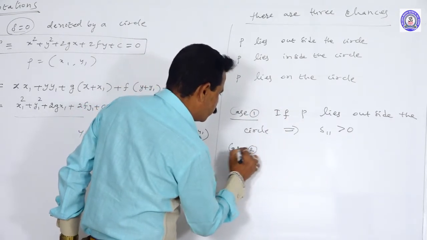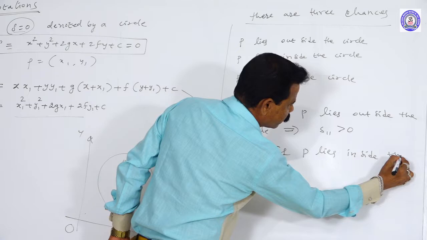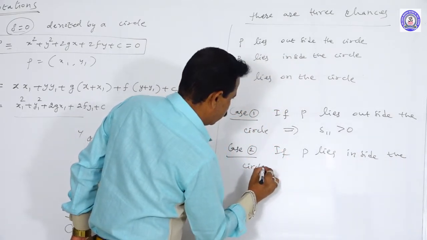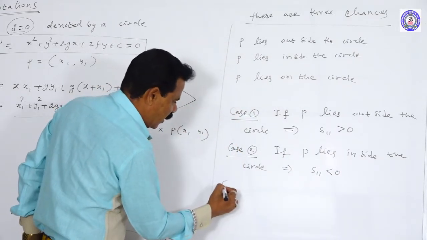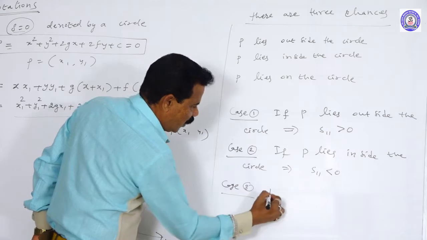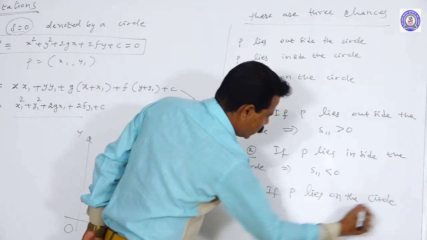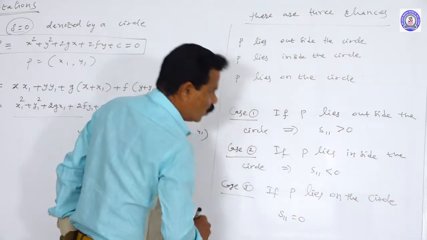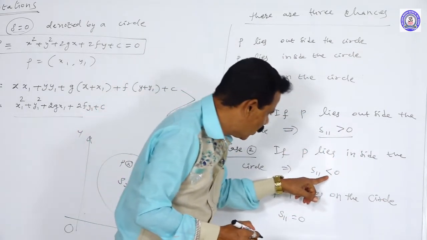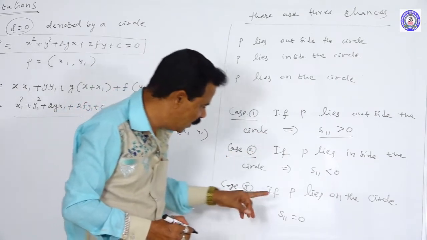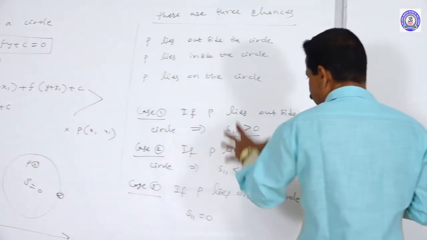Case 2: if P lies inside the circle, then S11 < 0. Case 3: if P lies on the circle, then S11 = 0. Here are three conditions. If S11 > 0, P lies outside the circle. If S11 < 0, P lies inside the circle. If S11 = 0, P lies exactly on the circle. These are the three conditions.